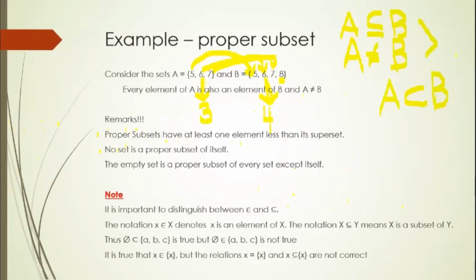So there is no set which is a proper subset of itself. A given set will be a subset of itself because it will contain the same elements. And then the third remark, the empty set is a proper subset of every set except the empty set itself. So later on, you will be having examples of this.